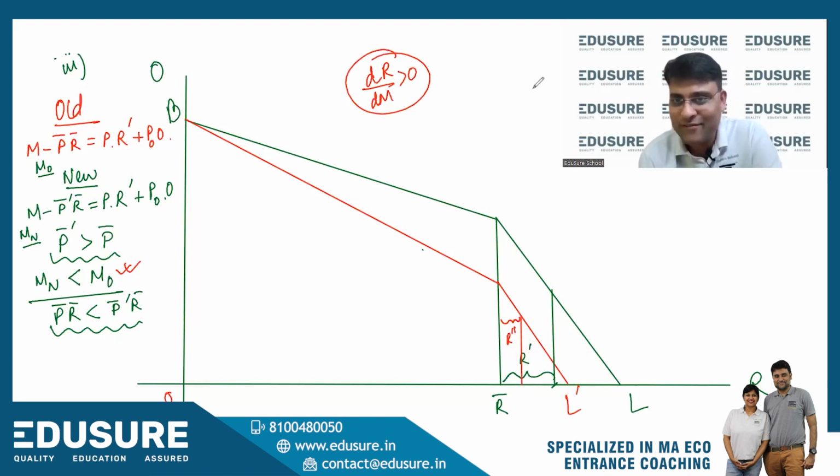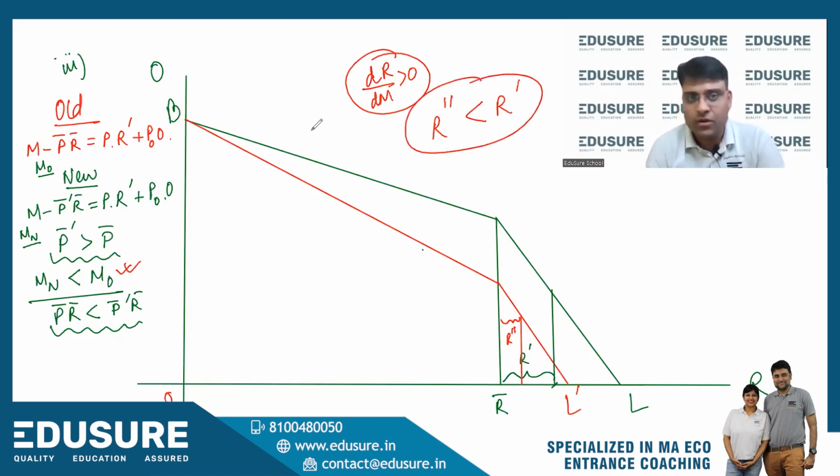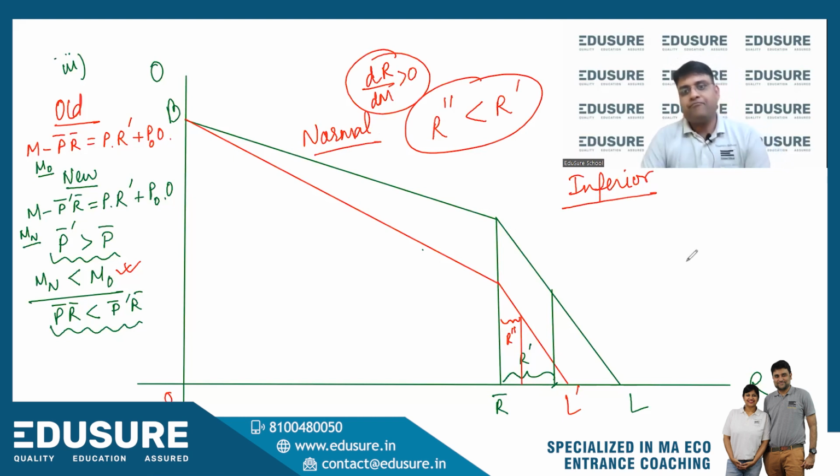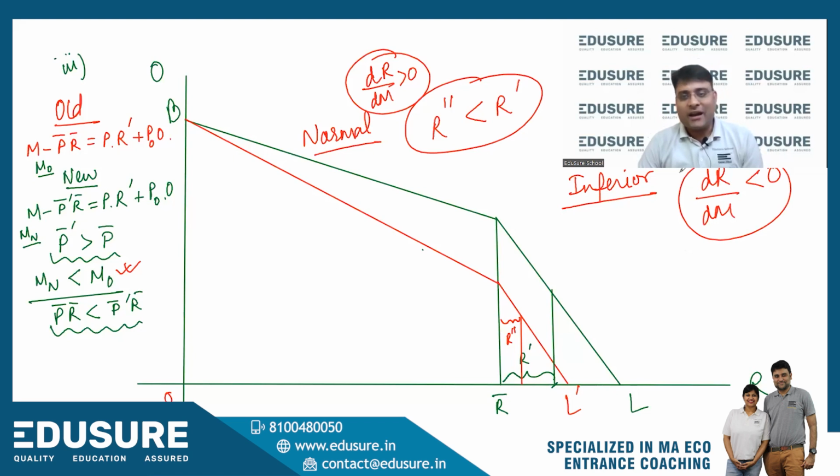Perfect. Now most of you have got it. So my quantity after the price increase in the ration shop is, say, R double dash is lower than my R dash in the case of a normal good. Now what happens in the case of an inferior good? Inferior good के case में क्या होता है? Inferior good के case में basically dr dm will be negative. That is, if my money income will fall, my rice consumption should increase.